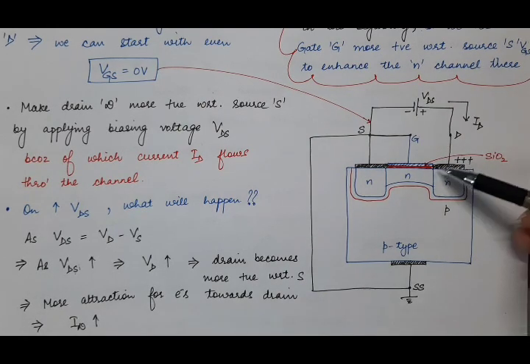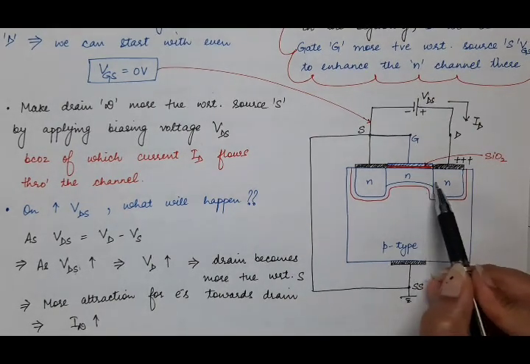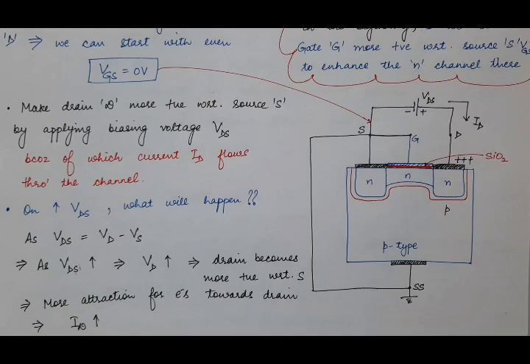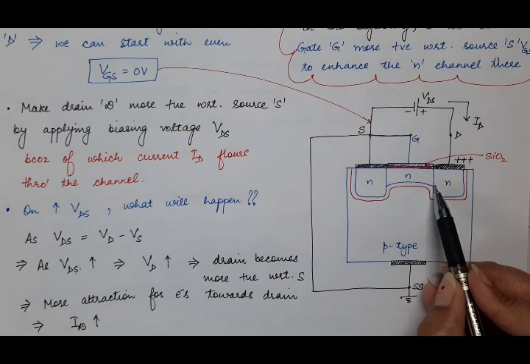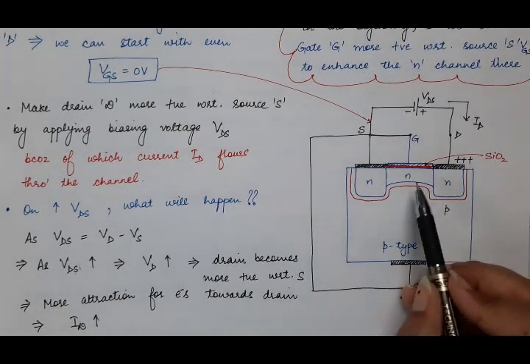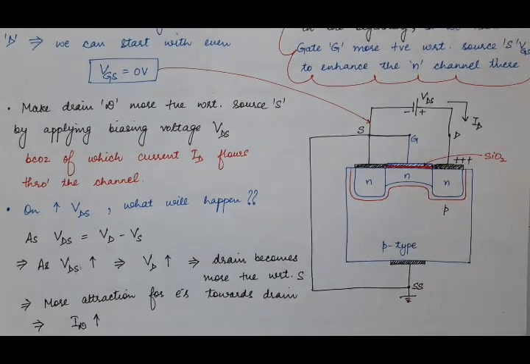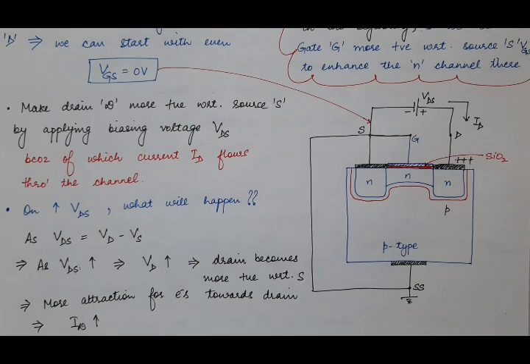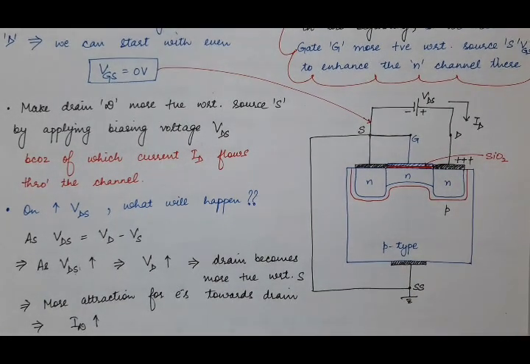Because of the increase in the reverse bias of this PN junction, the depletion layer on the side of the drain will increase, its width will increase. And if the width of the depletion layer on the drain side increases, it will make the channel narrow. And if the width of the channel decreases, it means now a limited amount of electrons will pass through the channel and they will be collected at the drain.